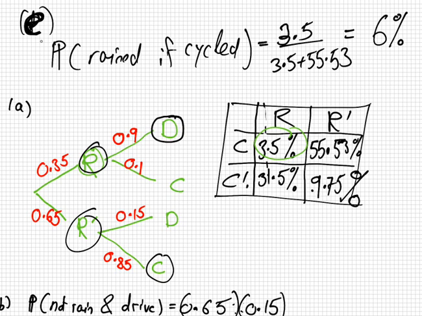And this one here? Rain and not cycling. Rain and not cycling means rain and drive. So that's this one here. It's 0.315, so 31.5%.